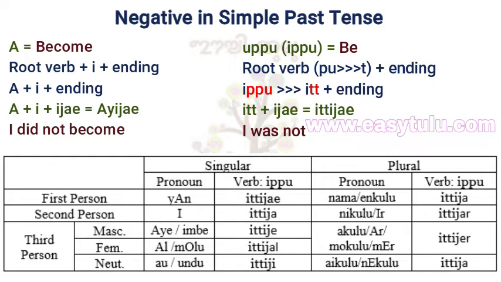Alu or molu. Ittijal. She was not. Au or undu. Ittiji. It was not. Nama or enkulu. Ittija. We were not. Iru or nikulu. Ittijar. You were not. Akulu, mukulu, aru or mir. Ittijar. They were not. Nekulu or aikulu. Ittija. They were not.